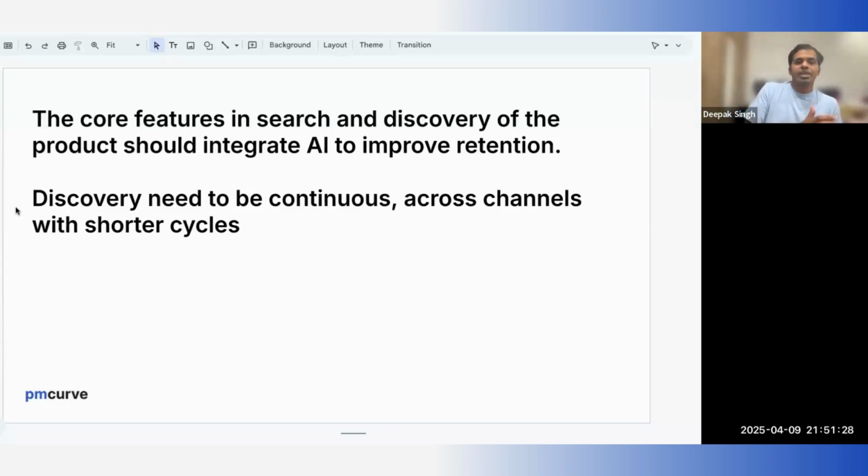The second is discovery needs to be continuous. It needs to be across different channels with a much shorter cycle. And when I say discovery, it's continuous discovery, which is user research, user insights, and it needs to be very, very continuous. You need to look across channels on a daily basis, on a weekly basis, rather than on a monthly basis, because too much is changing too fast.